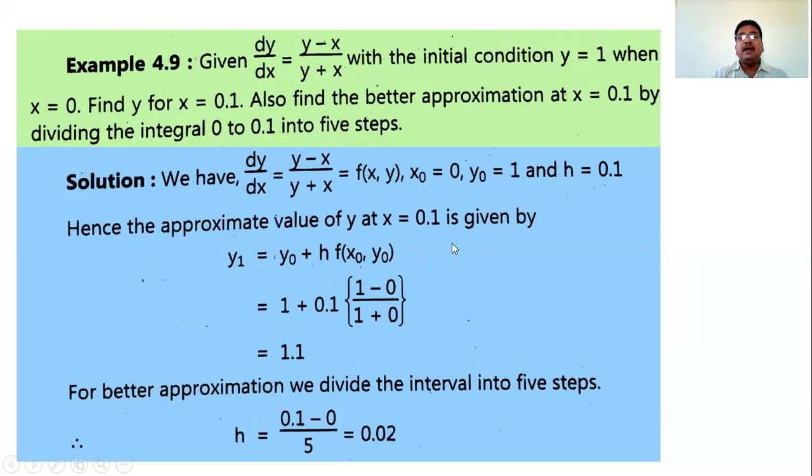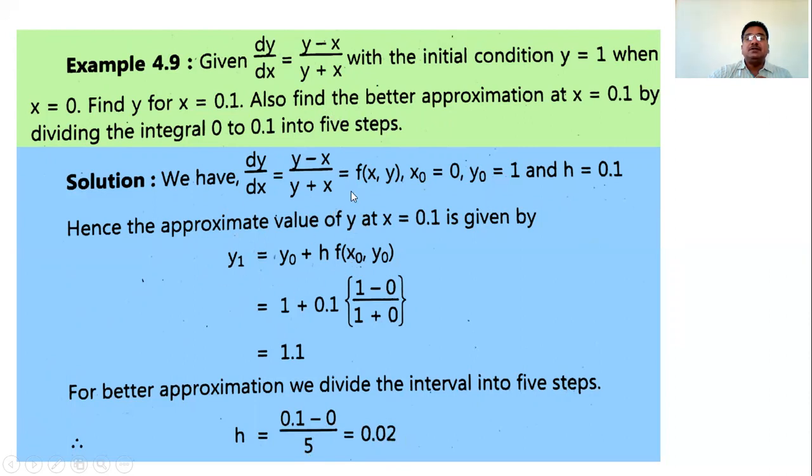Now we divide the interval 0 to 0.1, where x naught is 0 and we have to find the value at 0.1, into 5 parts. So the length of each interval h is 0.1 minus 0 divided by 5, because the number of intervals is 5, that is b minus a divided by n, similar to the trapezoidal rule or Simpson's 1/3 rule or 3/8 rule. So it is 0.02. If there is an instruction to divide the interval, then divide it. Otherwise, you can solve the problem without dividing the interval.